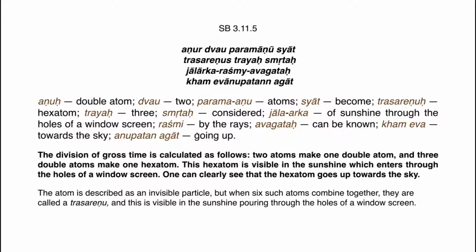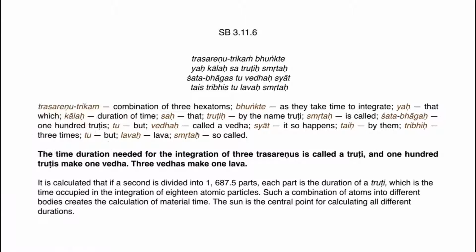So this word really stuck with me. That's why I put that word in the beginning of the introduction, this hexatom, because this is where you can actually see an atom. But that's 6 atoms together. So when 6 atoms are together, they become visible, and you can see them as described, as sunshine entering through the holes of a window screen.